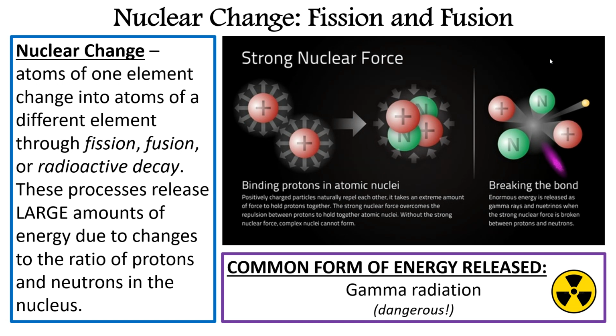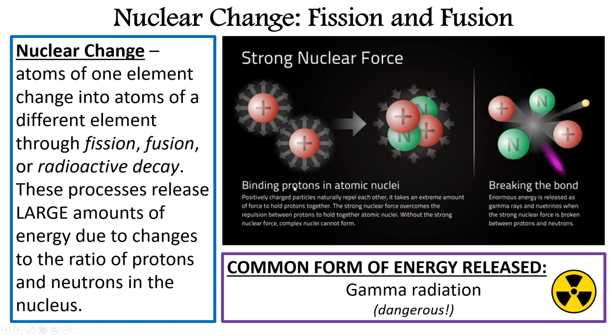So previously, we talked about how atoms of one element change into atoms of a different element. The process through which that happens, there's a few: fission, fusion, or radioactive decay. So again, this lecture is focusing on fission and fusion. Radioactive decay will be a later one. So these processes release huge amounts of energy. And the reason that they release so much energy is because of the changes that are occurring to the ratio of the protons and the neutrons in the nucleus.